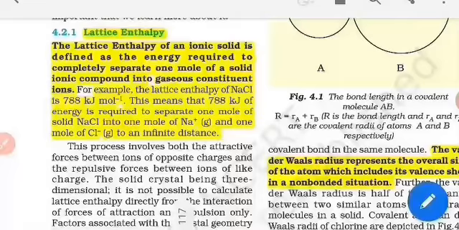The lattice enthalpy of an ionic solid is defined as the energy required to completely separate 1 mole of a solid ionic compound into gaseous constituent ions. For example, the lattice enthalpy of sodium chloride is 788 kJ per mole. This means that 788 kJ of energy is required to separate 1 mole of solid NaCl into 1 mole of sodium ion and 1 mole of chloride ion in gaseous state to an infinite distance.